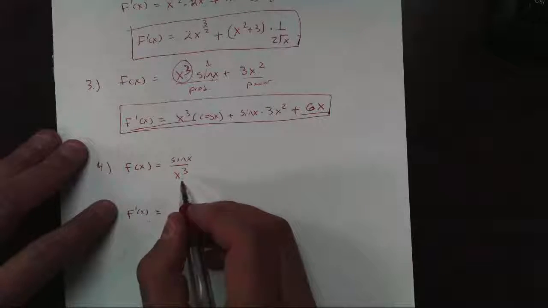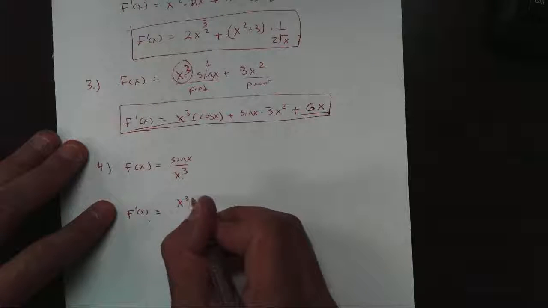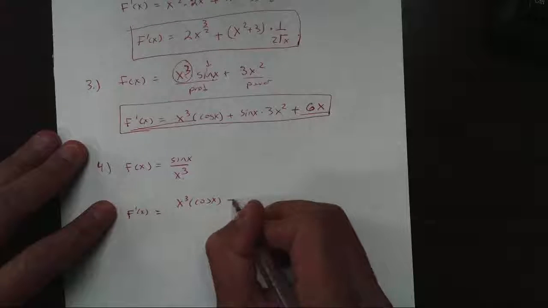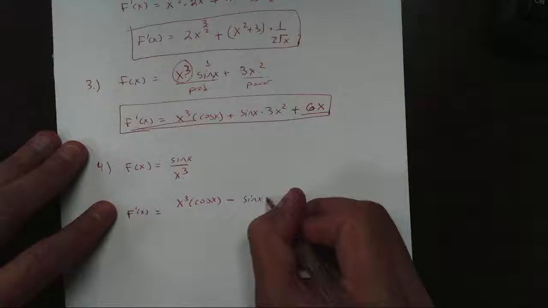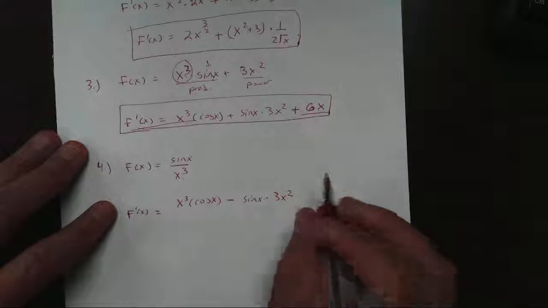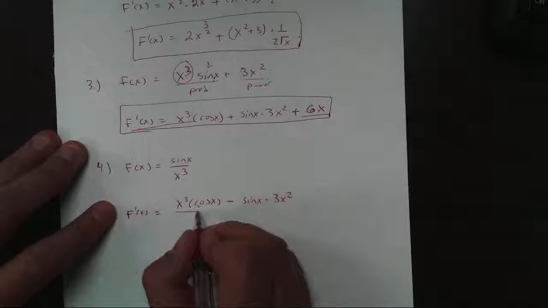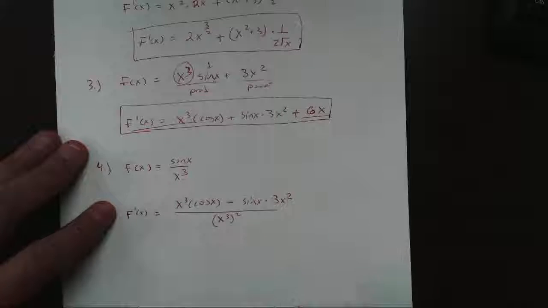So when I take the derivative, it says take the bottom, x cubed, multiply it by the derivative of the top, which is cosine of x, minus the top, sine of x times the derivative of the bottom, 3x squared, all over, be careful, this is x cubed squared.